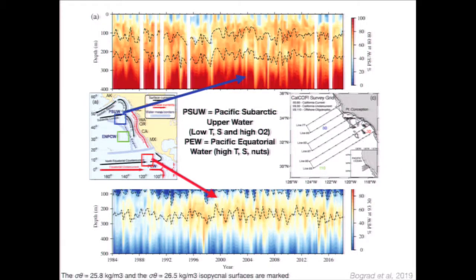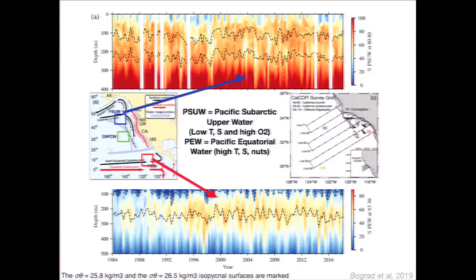Recently, in 2019, Steve Bograd put out, now this is Southern California current, off in the CalCOFI region, an analysis where he detailed kind of the influence of the different source waters over time. And so what we're looking at here is 1984 through 2018. This is depth on both of these plots. This top plot is Pacific subarctic upper water, he called it, which is mostly from this region up here. It's characterized by low temperature, low salinity, high oxygen water, and then Pacific equatorial water is plotted down here. And these are both in terms of percents.